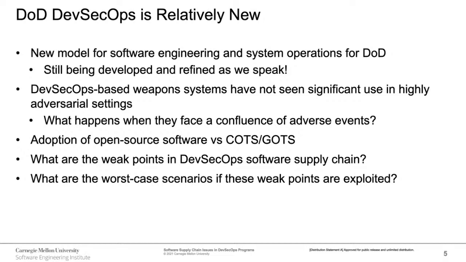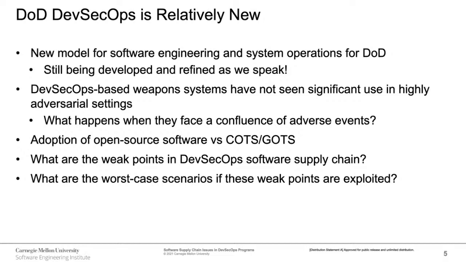One aspect is that while DevSecOps has seen a lot of use within the department, it really hasn't been significantly used in highly contested environments. And I think that's what I really want to get to in this: what happens in an adversarial setting, what happens in a warlike type setting. And that's where some of the talk about tail risk is going to come in.